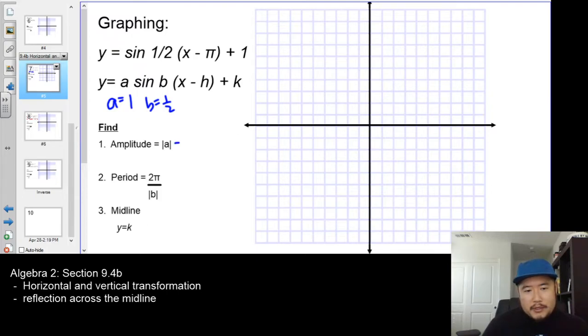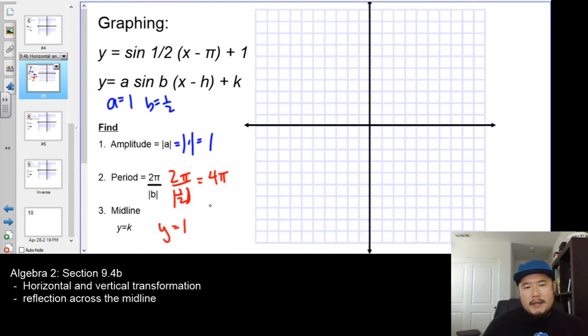So finding the amplitude, pretty simple. Absolute value of 1 is 1. So that is our amplitude. For our period, we have 2 pi divided by the absolute value of 1 over 2. And right here, remember, when we divide a fraction, multiply by the reciprocal. So 2 pi, you're going to end up multiplying it by 2 over 1, or 2. So our period right here is 4 pi. Things are being stretched out. And then our midline is y is equal to k. And let's go ahead and put right here y is equal to 1.